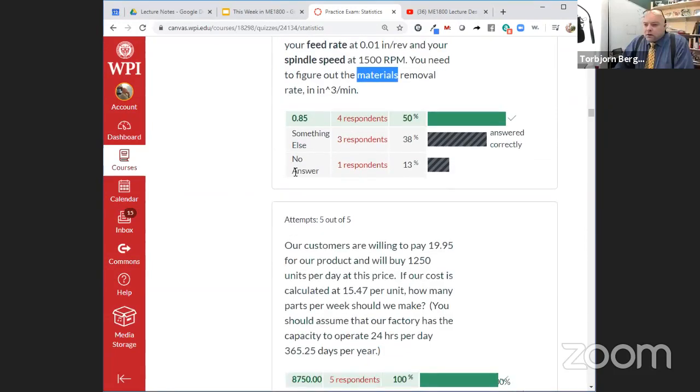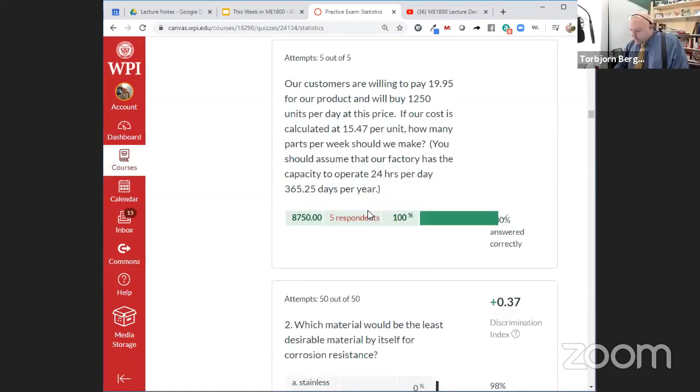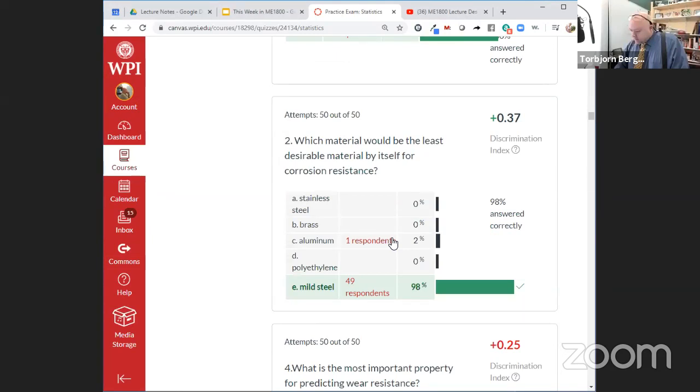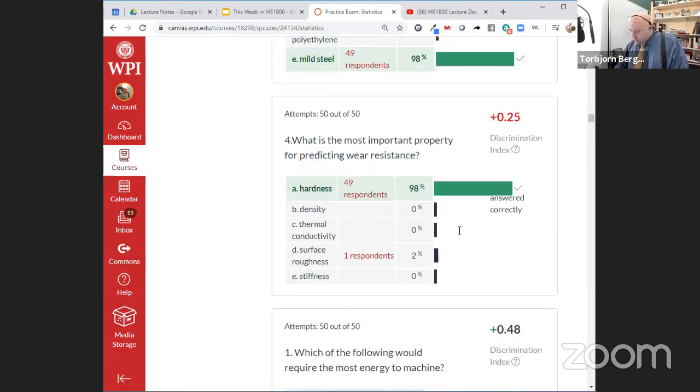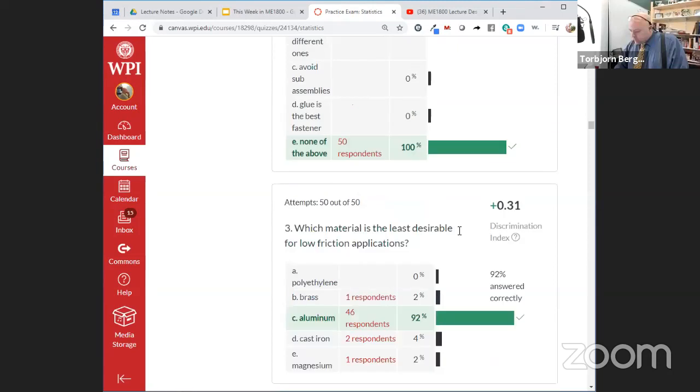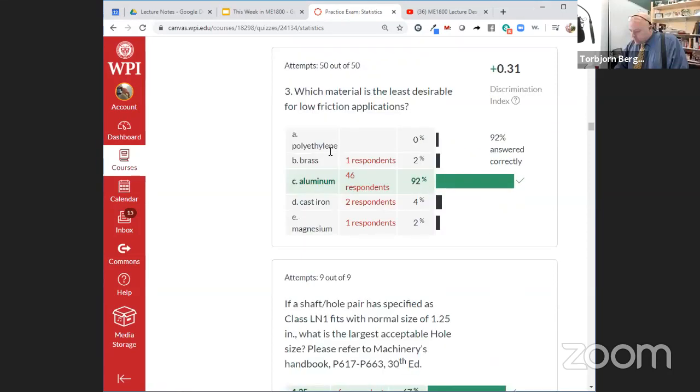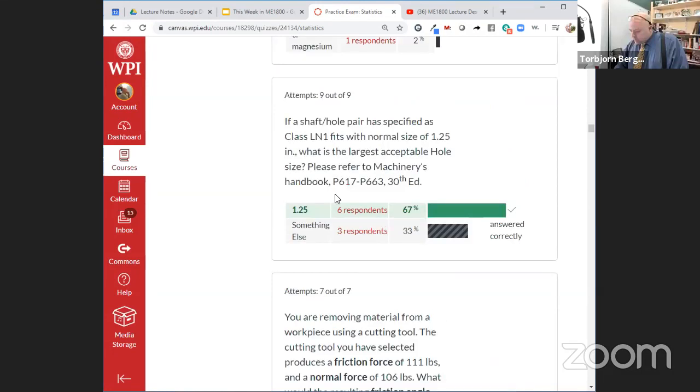Customers willing to pay. Everybody's got to do that one right. Just about everybody got this one. Wear resistance. All right. And so I'll make a point of going through the questions that had significant people getting it wrong tomorrow when we go to the question review.